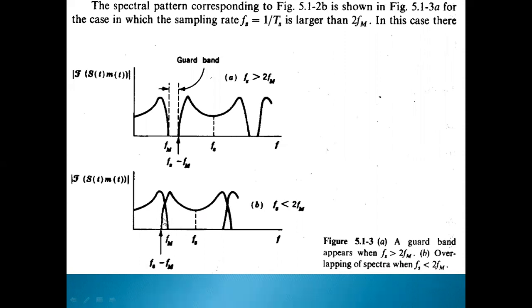When the overlapping is done, that process is called the aliasing effect. This aliasing effect occurs at the Fs less than 2Fm condition. When aliasing occurs, signals may not be recovered properly. When Fs is greater than 2Fm, there will be a recovered signal. So that is the sampling theorem.